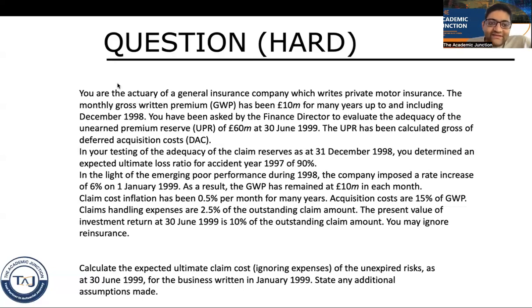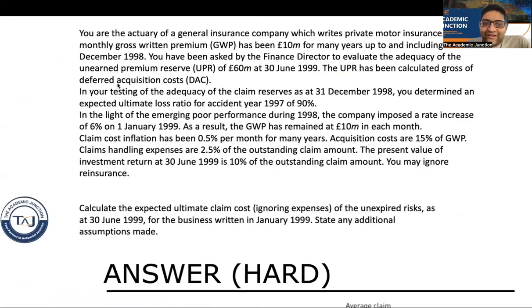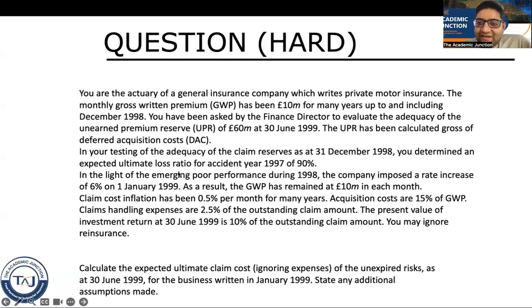So I need additional 6 months. No, it's not just additional 6 months. You have to understand here that the period of inflation is different. You have to understand from where to where you are going to inflate. Now that you have accident year 1997, from where to where will you inflate the claims?